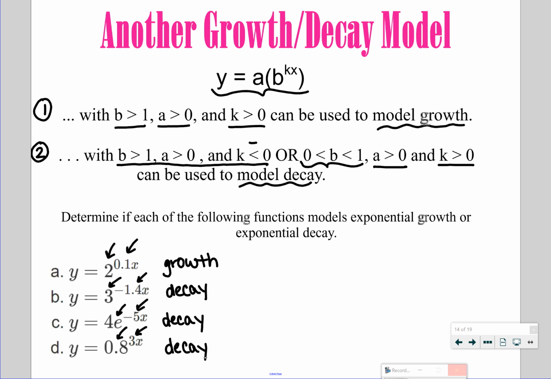So if you're not sure with any of these, though, you can always graph it in your calculator. If the graph is increasing from left to right, you know it's going to be growth. If the graph is decreasing from left to right, it's going to be decay.